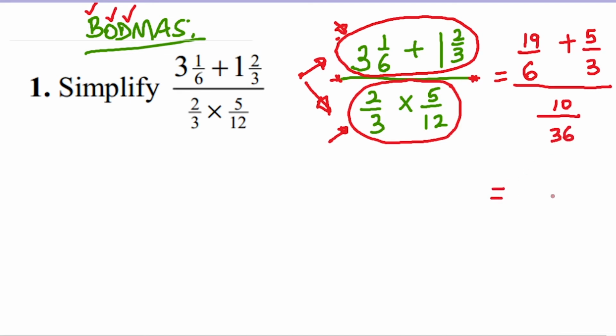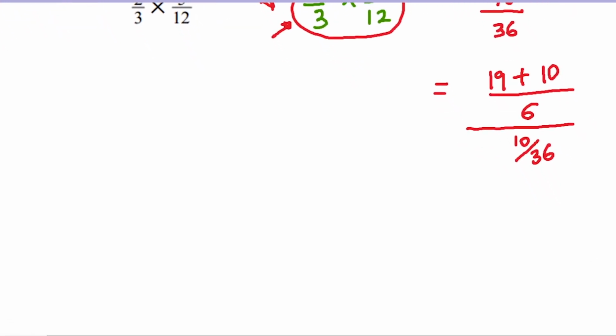So this is going to become, of course, we are handling things from that level. LCM is 6. This 6 divided by 6 is 1. 1 times 19 is 19. Plus 6 divided by 3 is twice. Twice times 5 is 10. Divide all this by 10 over 36. So after doing so, we shall end up with 29 over 6. That is on top. Divide that by 10 over 36.